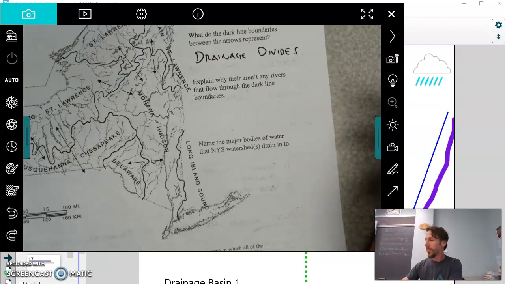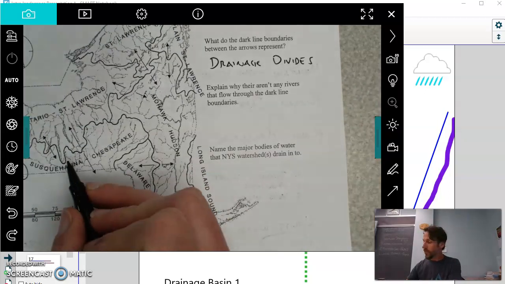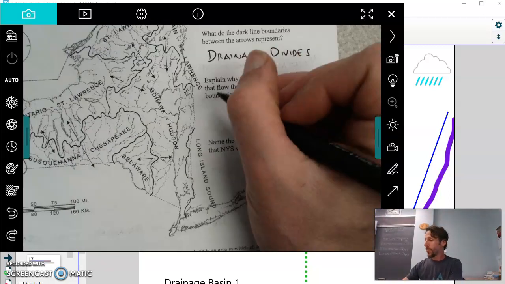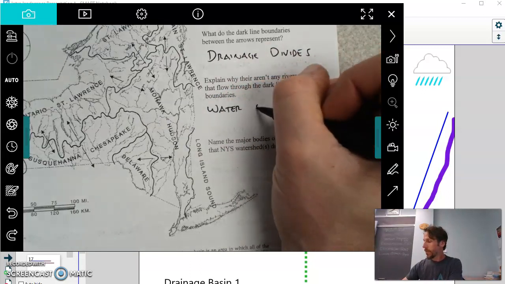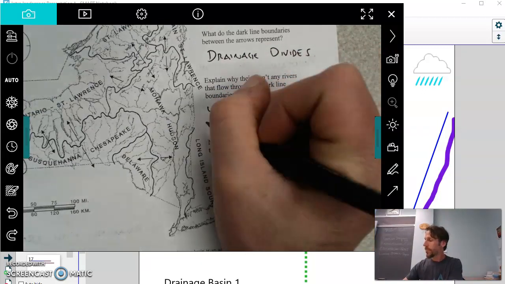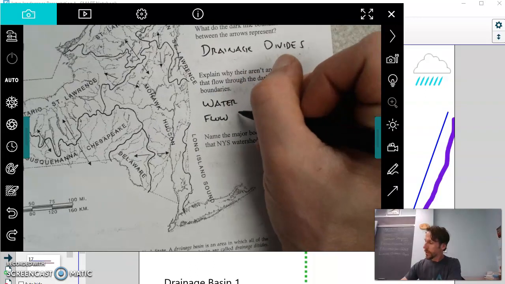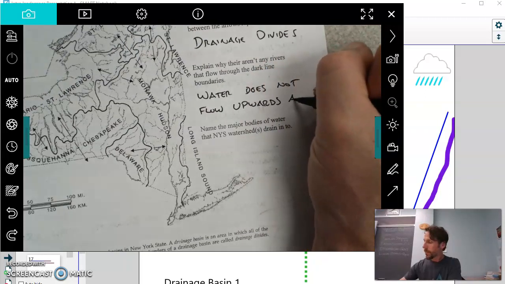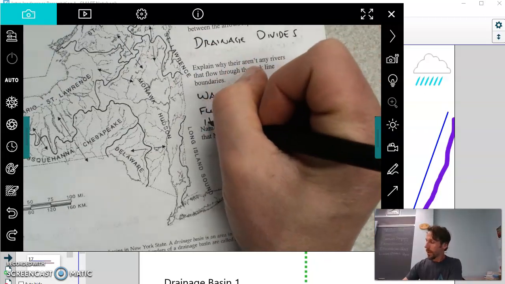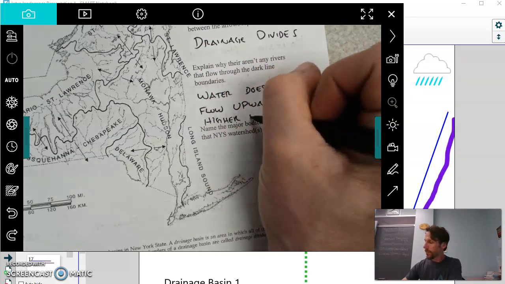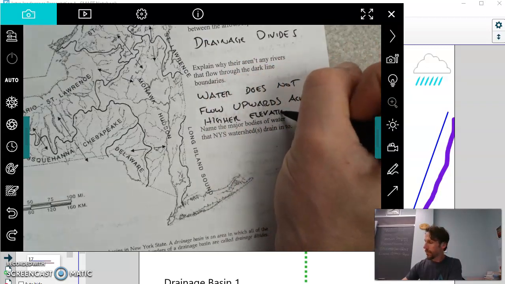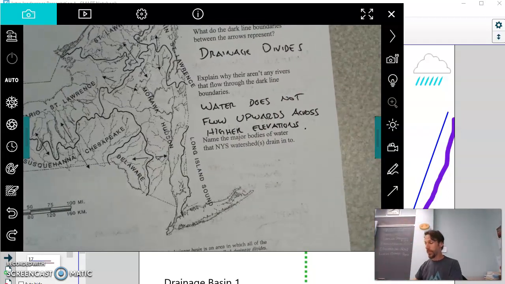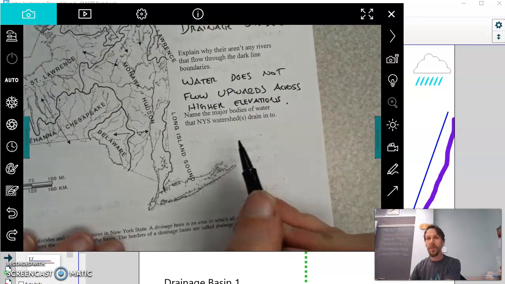Explain why there aren't any rivers that flow through the dark line boundaries. Well, remember, we just said that these were high points, like high areas in the state of New York. So water does not flow upwards across higher elevations. And they don't. So water is not going to flow uphill and over a divide. It's forced to run downhill. Water runs downhill, and we all know that. You don't need earth science to tell you that.